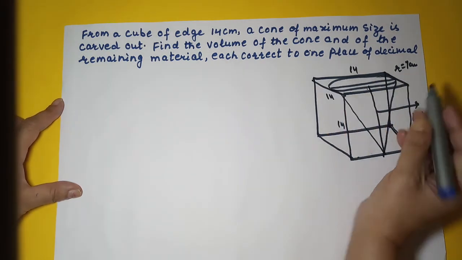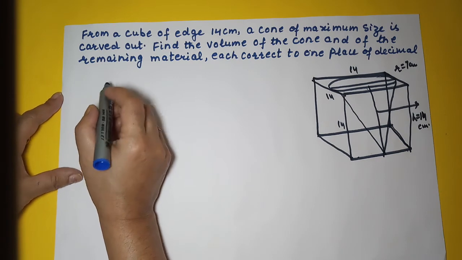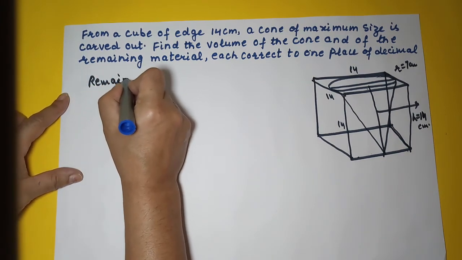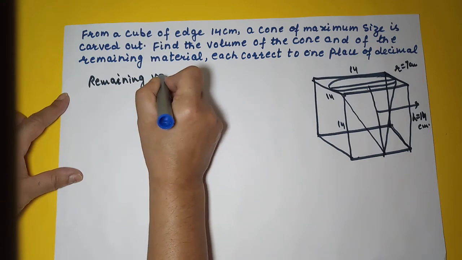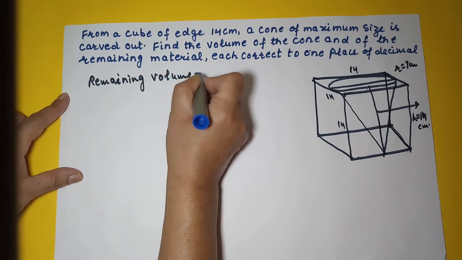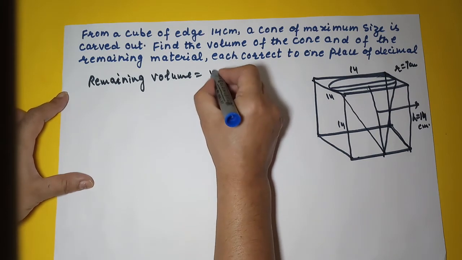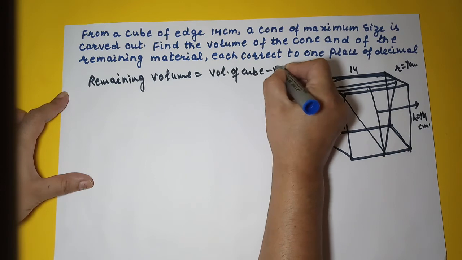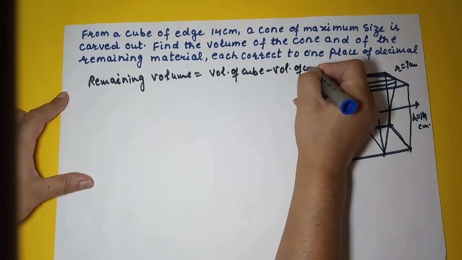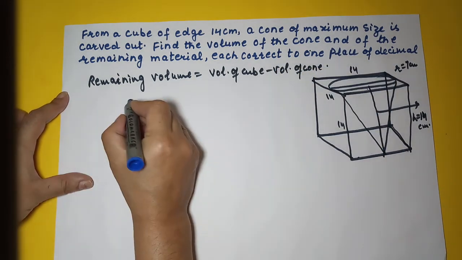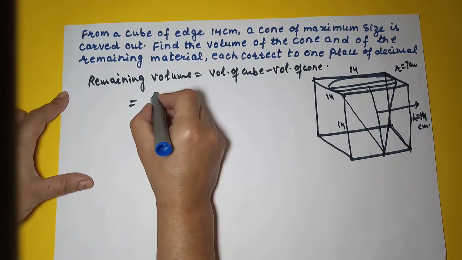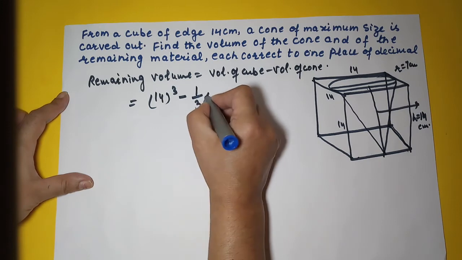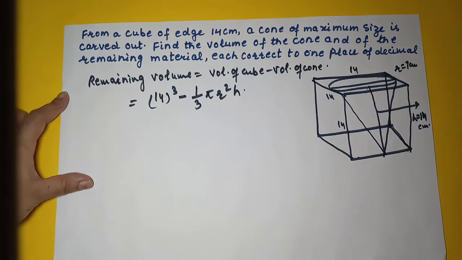Fine. Now we have to find the remaining volume of this solid. How do we find the remaining volume of this solid? So the remaining volume will be the volume of the cube minus the volume of the cone, right? So how do we calculate the volume of the cube? 14 cube minus the volume of the cone, which is 1 by 3 pi r square into h, right?